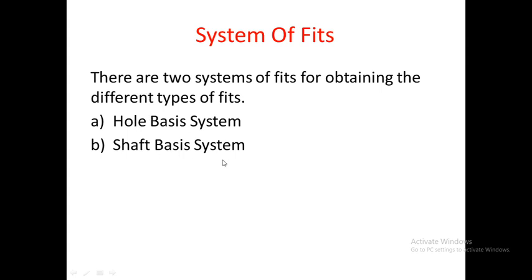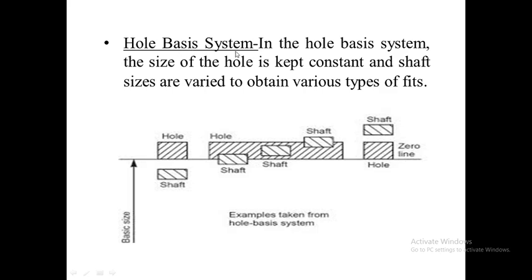Let us see what is hole basis system. In the hole basis system, the size of the hole is kept constant and the shaft sizes are varied to obtain various types of fits. So in order to obtain different types of fit by using the hole basis system, we keep the size of the hole as fixed and we vary the size of the shaft.